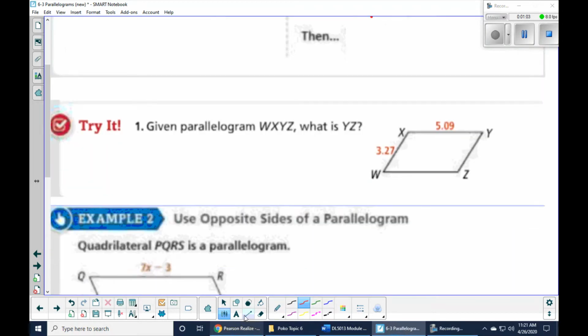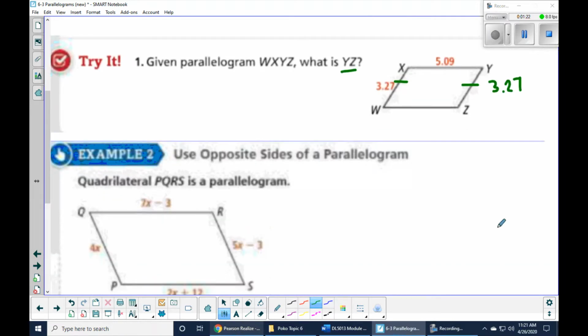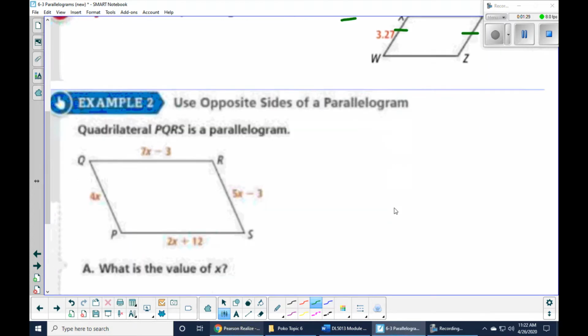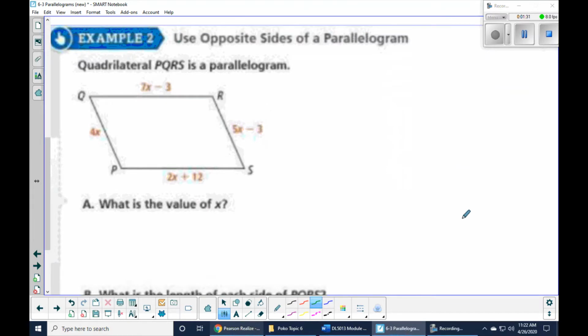Now, our first example is going to ask us to figure out what the missing side YZ is. So YZ is right here, and we know that that is going to be congruent to the side across from it. So pardon the mouse handwriting, but that is 3.27. All right, so that's all we have to do for that. That's our answer right here. Okay, done and done.